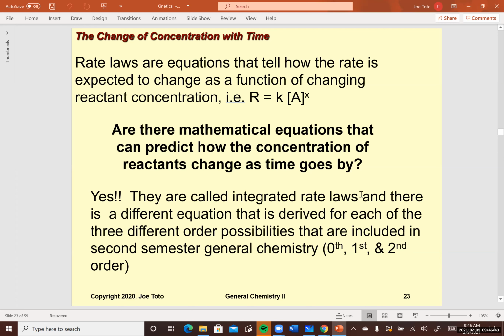All right, then this is kind of a different area we're going to get into now. The question is, okay, we see our rate laws here, and this tells us how the rate of a reaction is related to the concentration of reactants. But is there any equation that could come out of what we talked about so far that would allow us to track changes in concentration in time, as an experiment goes on?